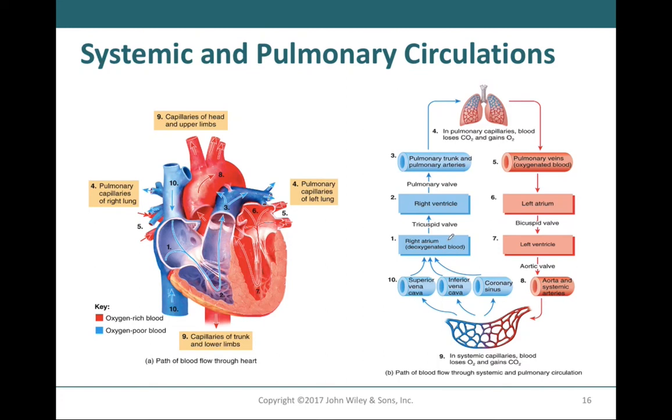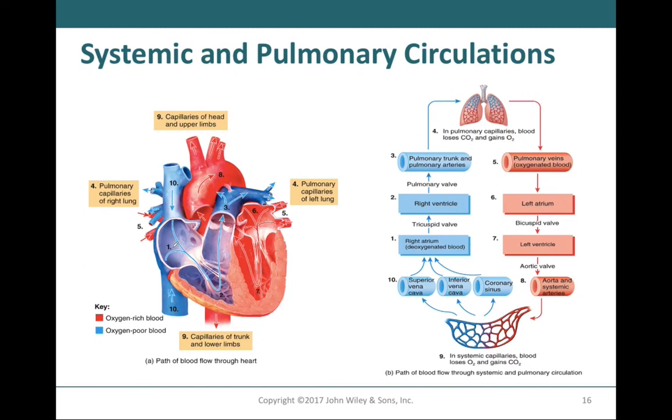So again, we'll go ahead and start here from the right atrium. The SVC and the IVC are both going to bring deoxygenated blood back to the heart. That is blood that has already let its oxygen go into the tissues, and we need to bring it back to be reoxygenated.